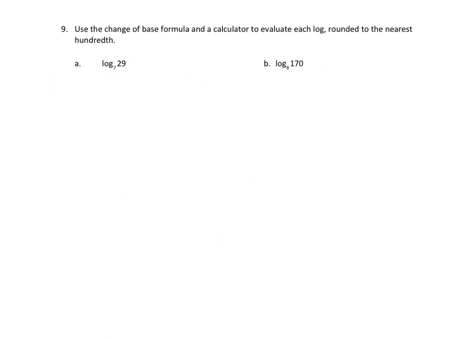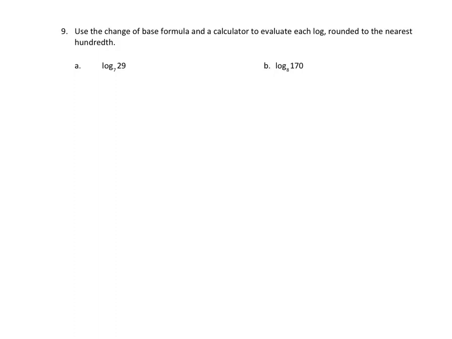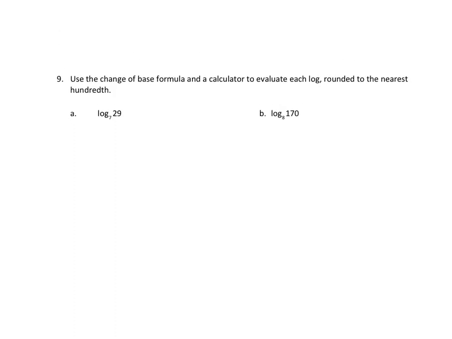The last part of level 3 is the change of base formula. This formula is log base A of B equals log of B over log of A, or natural log of B over natural log of A. And this is just a way to use your calculator to get a decimal approximation for these values.